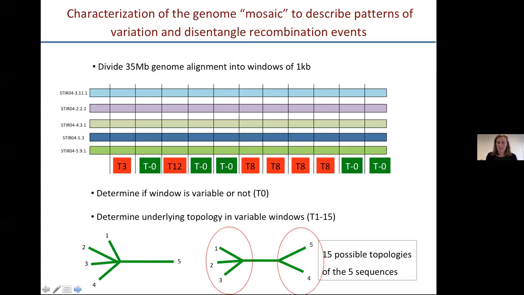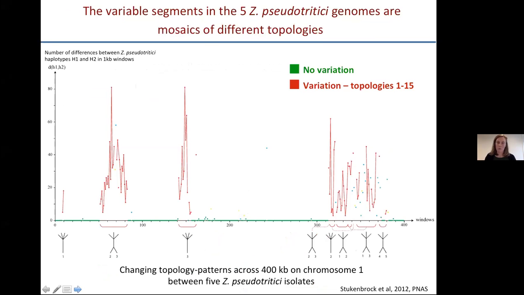If you have 5 sequences and you put them together in this way, you end up with a total of 15 possible topologies. So what we did was characterize along the genome alignment these windows as either being non-variable or belonging to one of these 15 topologies. So we would have a map that looked like this. Again, I recall that we have very, very long stretches with absolutely no variation. So where can such a pattern come from?